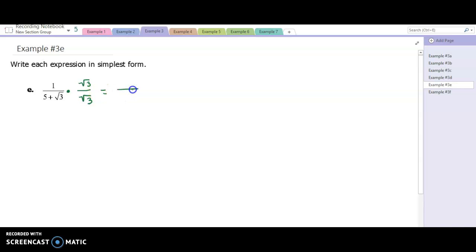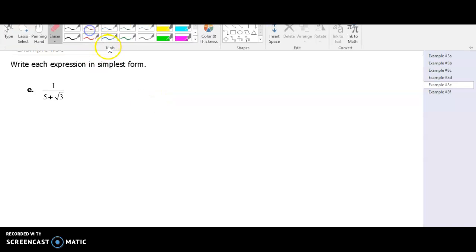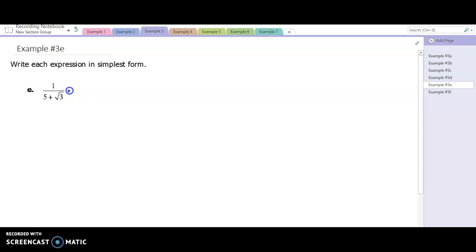If we do that, on the bottom we would have to distribute that through, and we would get 5 square root of 3 plus square root of 3 times square root of 3, which is just 3. So multiplying both top and bottom by square root of 3 isn't going to help solve our problem of having the radical on the bottom. What we're actually going to do is multiply this by the denominator's conjugate.